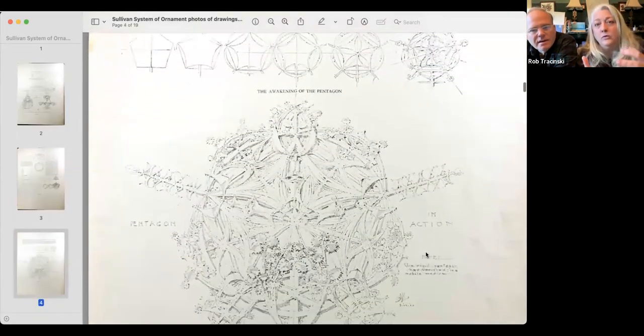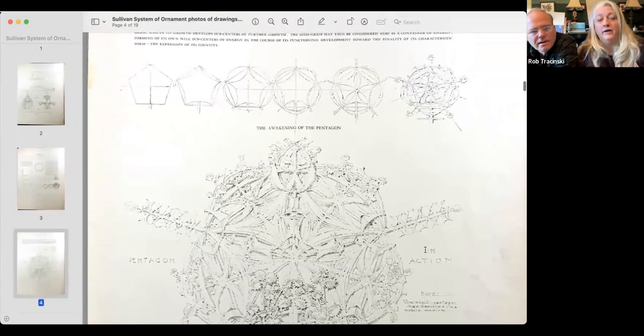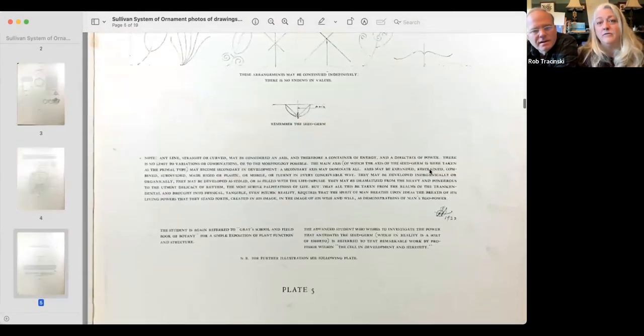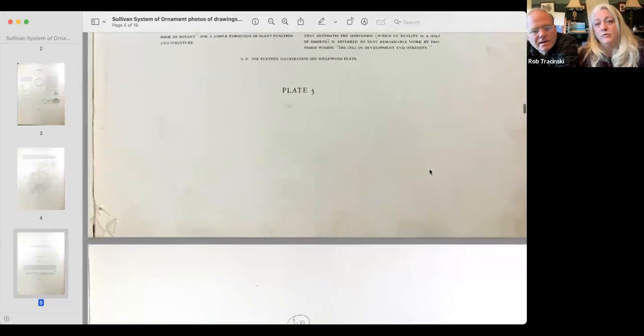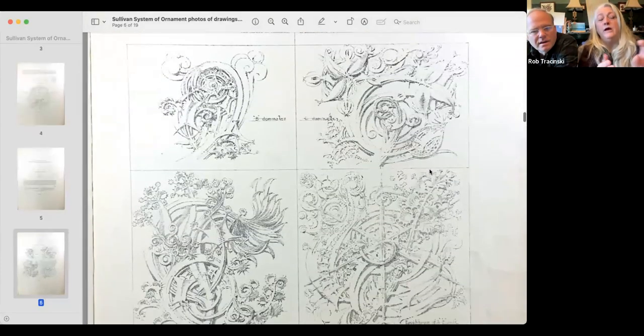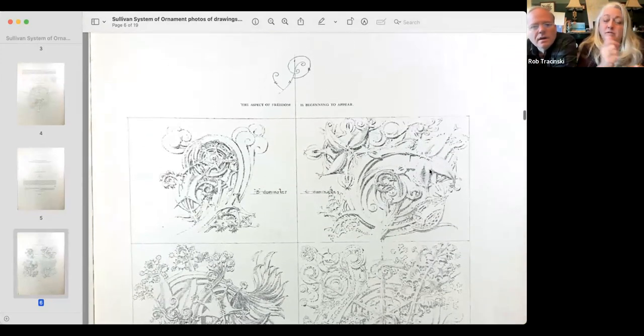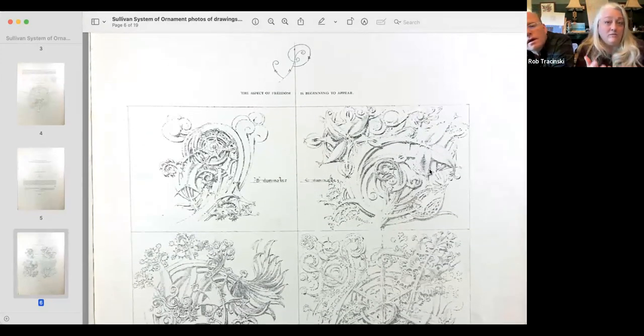Keep going. And same thing here when we're awakening the pentagon. Starts at the pentagon and expands from there. And then we talked about stems and the same thing. Keep going, scrolling down. So here in this particular one, he's showing us at the top of this, there are three different axes. We remember we're studying the simple axes, and then it expands from there.